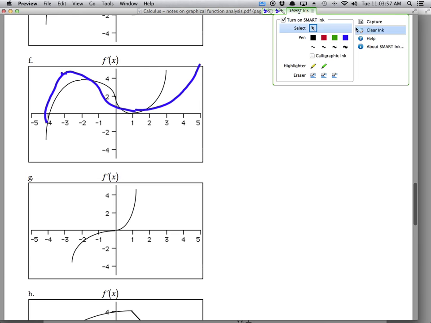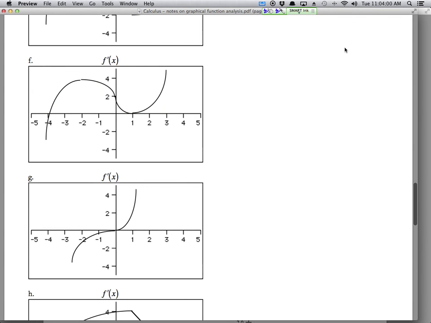F. Garrett, talk to me about F. It's concave up from -4 up till -2, and it goes concave down from -2 to 1, and then it goes back to concave up. Okay, points of inflection. At -2 and 1. Okay, why is it at -2? Because f prime of x is changing from increasing to decreasing. And at 1? Because f prime of x is changing from decreasing to increasing. Very good. Nicely done.